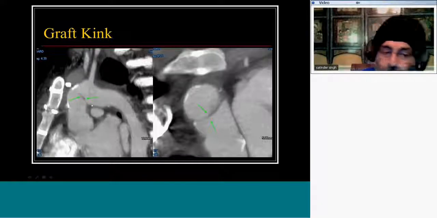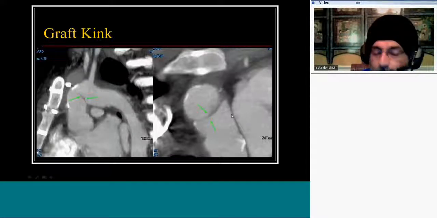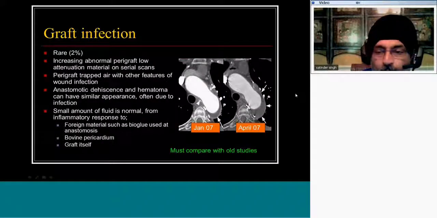Graft kinks, as I showed you, are common, but sometimes if the kink is too much, it can cause obstruction to the flow. And if you see on both the coronal and the oblique views, there is a significant obstruction. This is just like a web you see in chronic PE patients. This can cause significant hemodynamic consequences. In fact, this patient went on to surgery to repair this kink.